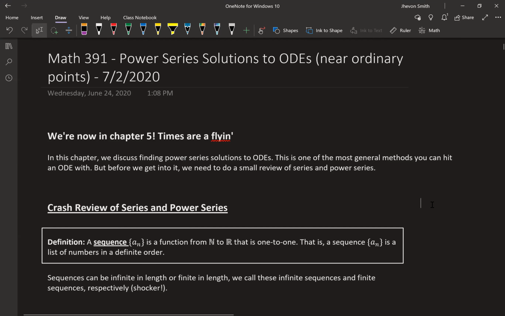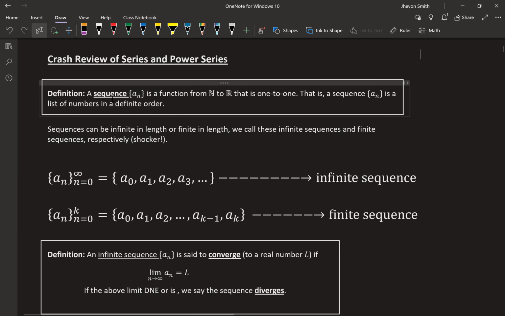So let's jump into it. First of all, you need to know a sequence, right? A sequence is just a list in a definite order, a list of numbers in a definite order. You can think of it as a function where the inputs are 0, 1, 2, 3, etc. and the outputs are A0, A1, A2, A3. You can have an infinite list, which goes on forever. You can also have a finite list or a finite sequence, which ends at some point.